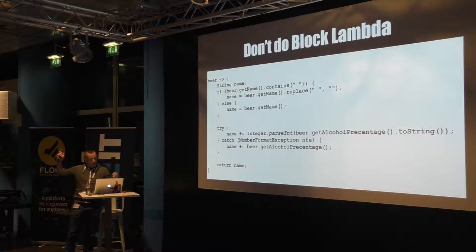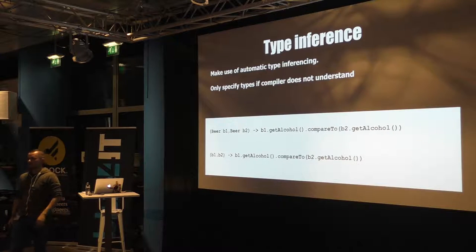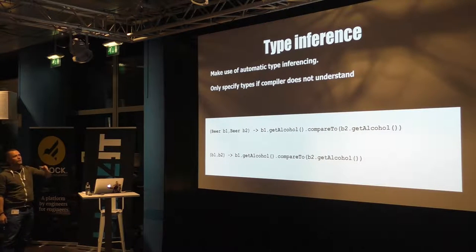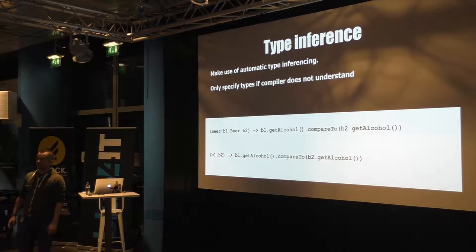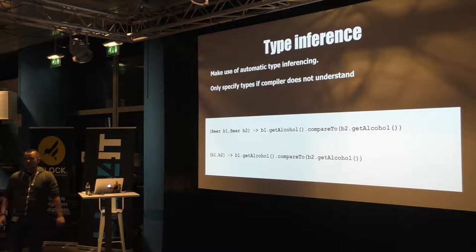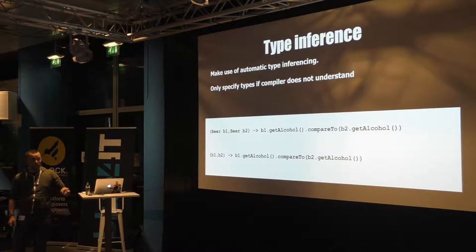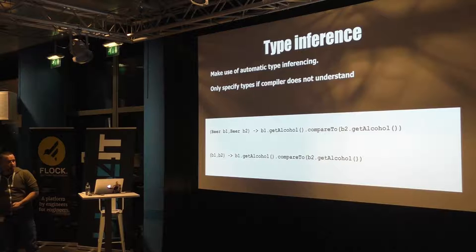Okay. Other things you should not do with lambdas. We have type inferencing. That's cool. So you do not need to say that the type of b1 and b2 in this case are beers, because the compiler already knows it. And the compiler is far faster and far better than you will ever be, I guess, unless you are working on a Java compiler. Lambdas are designed to have less boilerplate code. So please do not add it if your compiler or your IDE is not complaining about the type.